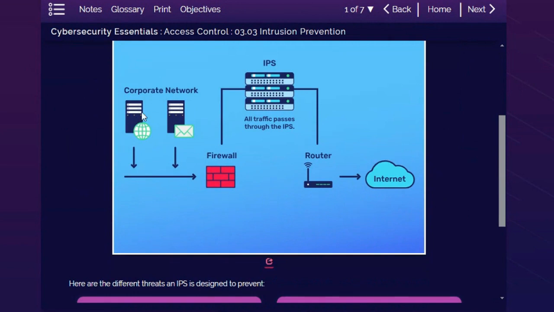So you have your corporate network and you have your firewall. All traffic passes through the IPS, the router and the internet. So anything from the internet trying to come in can be prevented from ever getting to the firewall, the prevention system, to getting into the network.